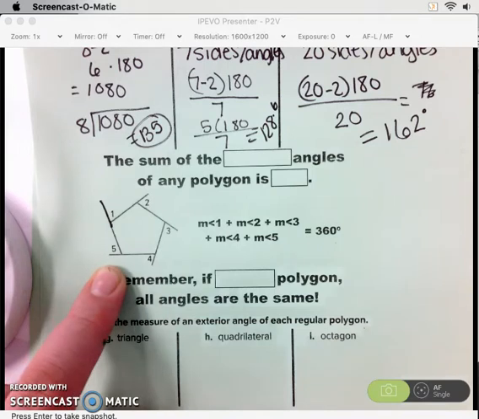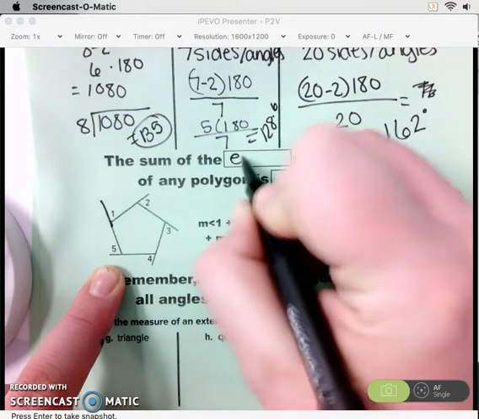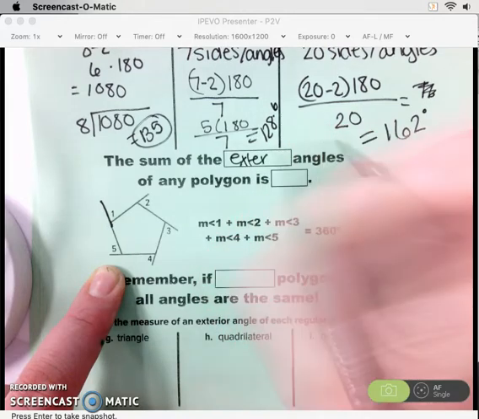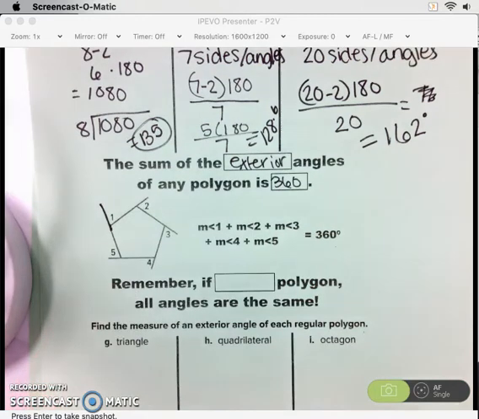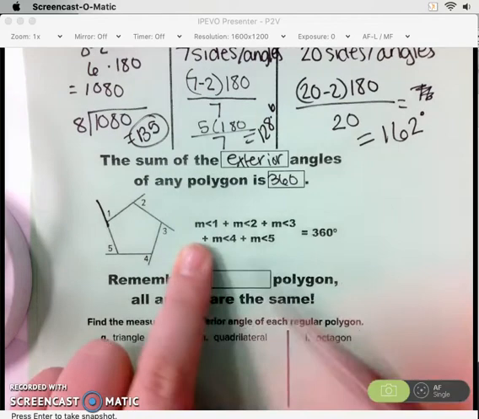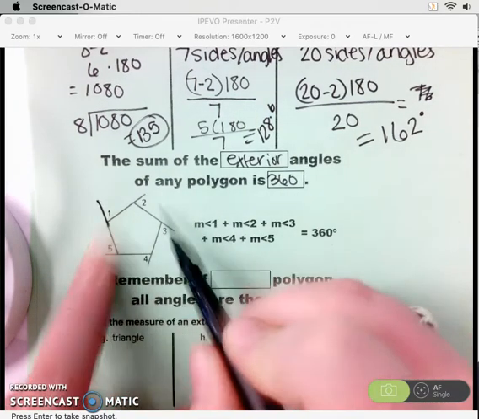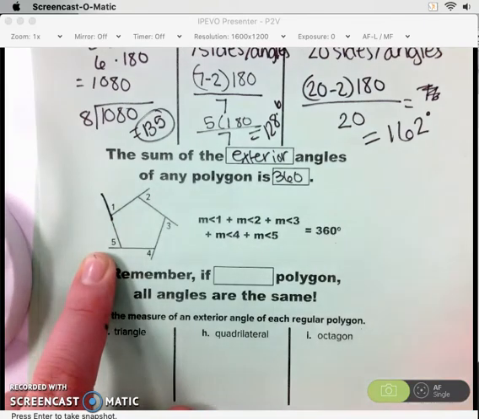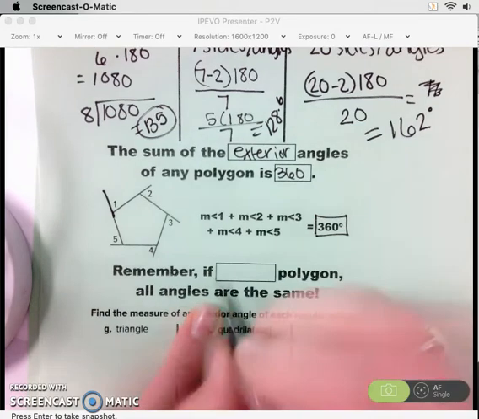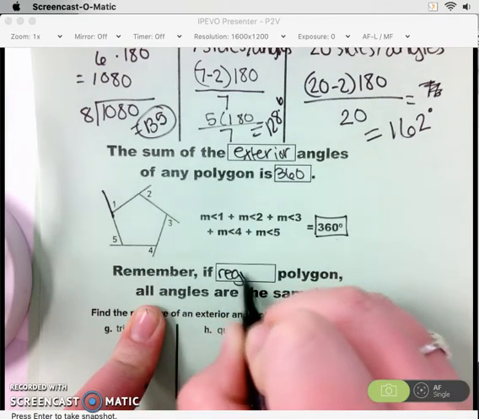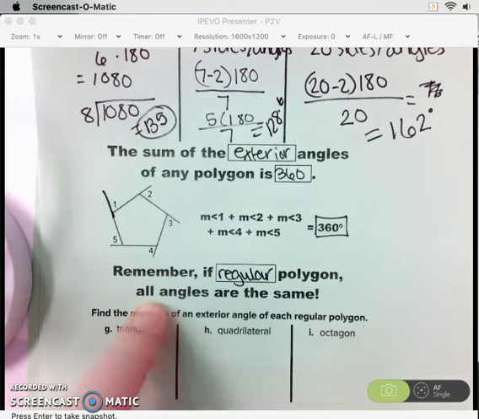These exterior angles, no matter how many sides, the sum of the exterior angles is going to be 360 degrees. So 360 goes right here. It does not matter how many sides, the sum of the exterior angles is 360 degrees. So when you add them all up, 1 plus 2 plus 3 plus 4 plus 5 is going to equal 360 degrees. Remember, if it's a regular polygon, all the angles are the same.